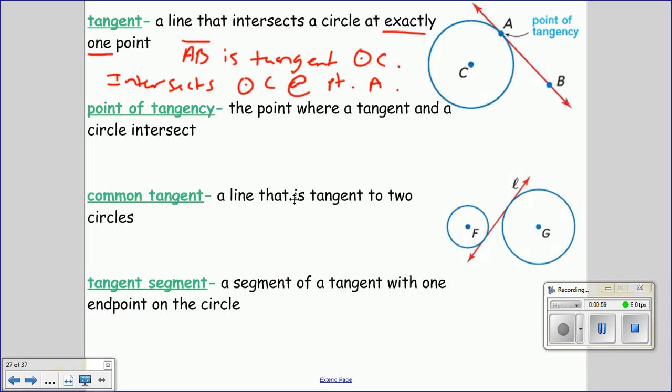A point of tangency is the point where the tangent and the circle intersect. So the point of tangency on my circle on the right is point A.